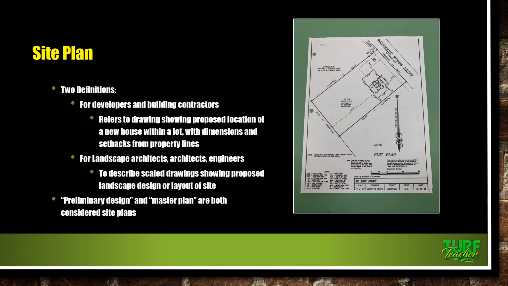So there are two definitions of a site plan. For developers and building contractors, it refers to the drawing showing the proposed location of a new house within a lot, with dimensions and setbacks from the property lines. And for landscape architects or designers, irrigation people, anything like that, it describes scaled drawings showing the proposed landscape design or irrigation design or the layout of the site. So you're going to see these two definitions. Really, there should only be one, in my opinion, because we're all intertwined in helping out the client and doing what's best for the client.